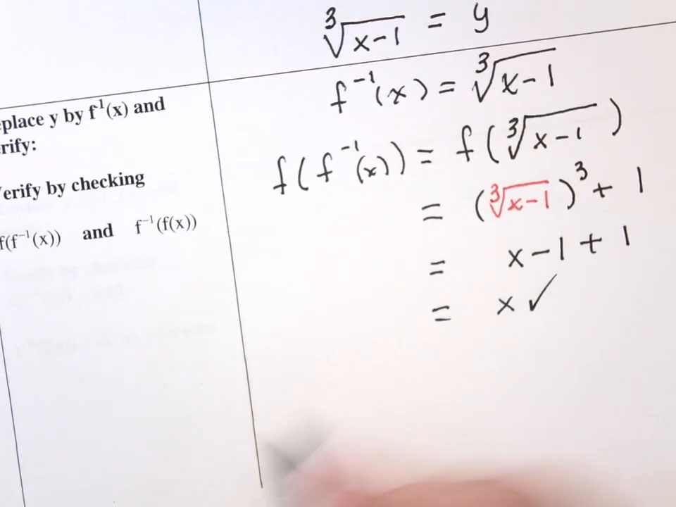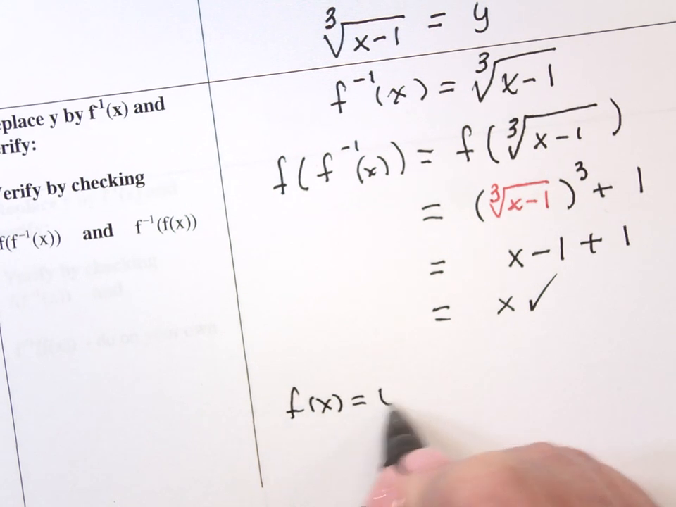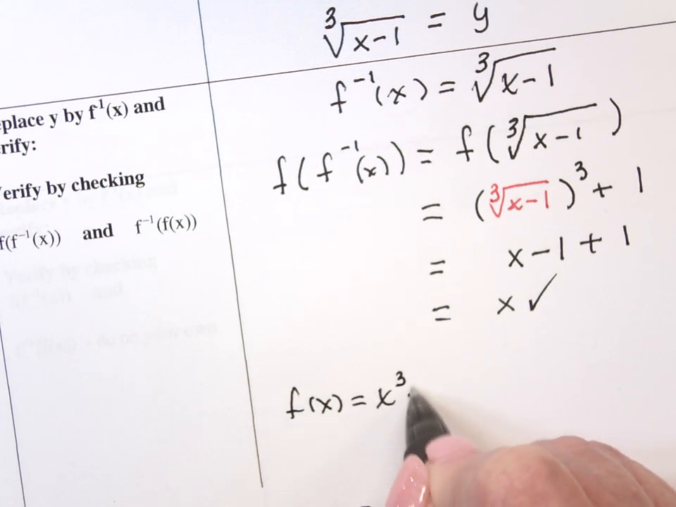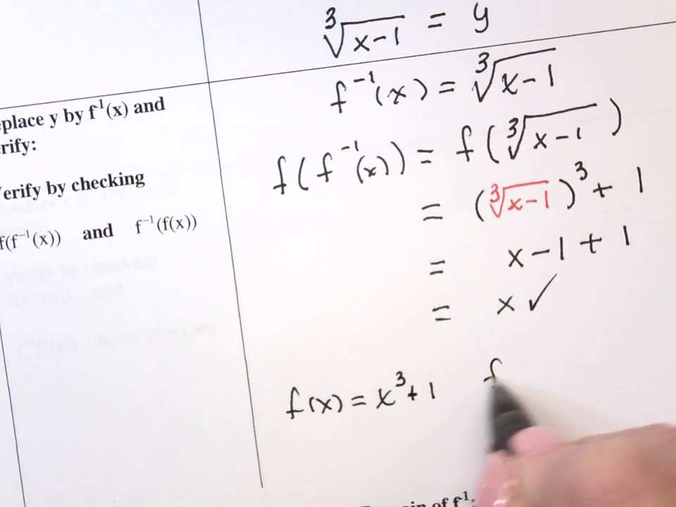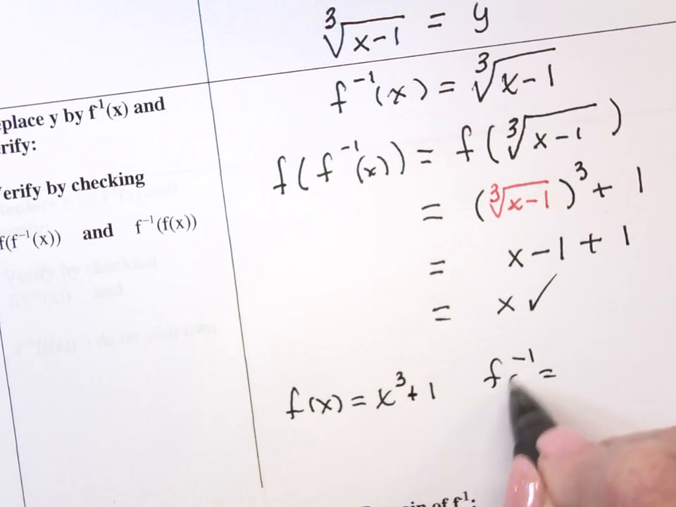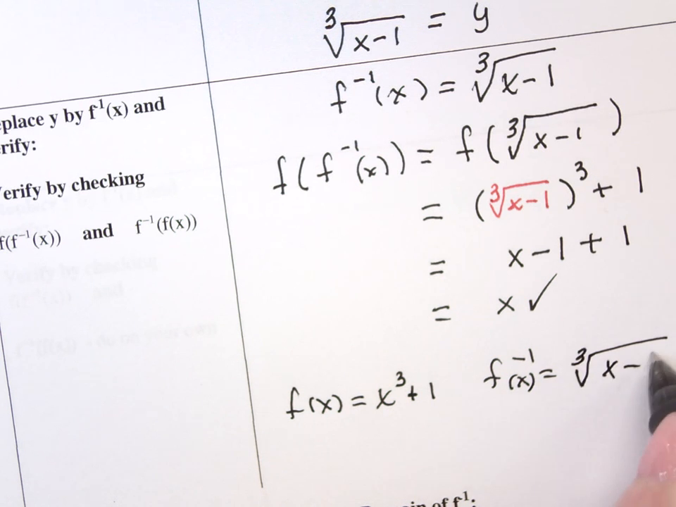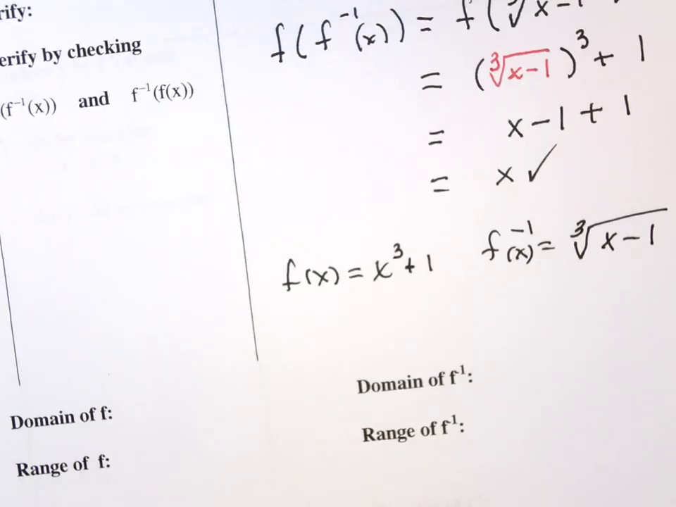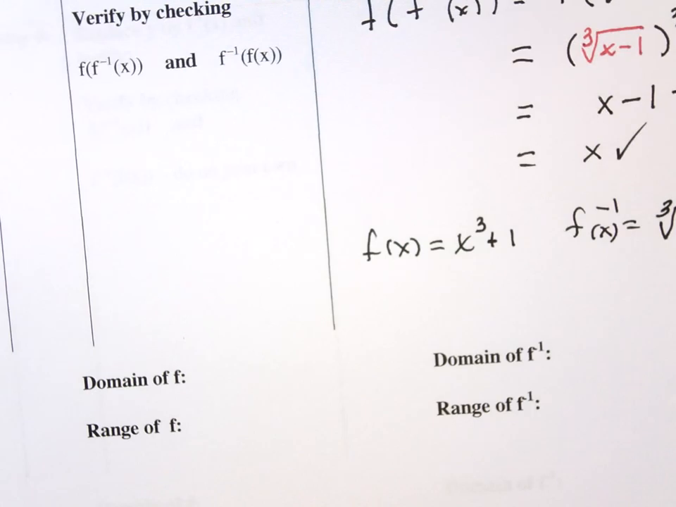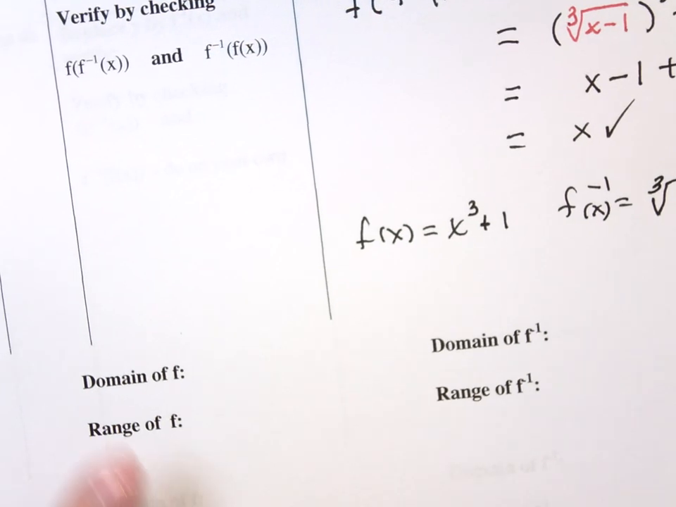So I'm going to write these down here for a reason. And then we said f inverse of x is the cube root of x minus 1. And now they say, what's the domain and range? Well, domains are easy to find. Unless you know something about the function, the range is hard to find.